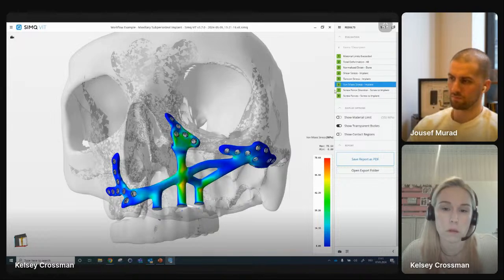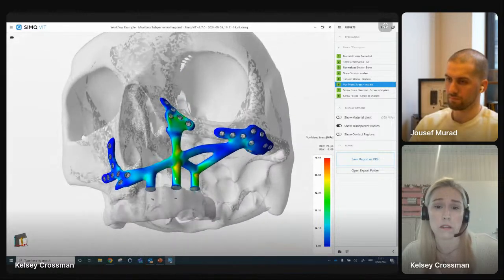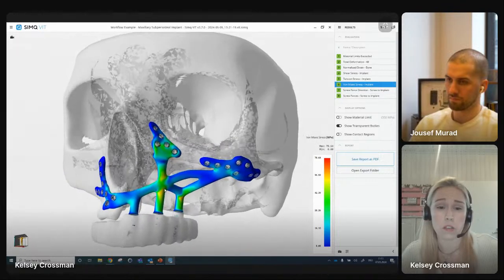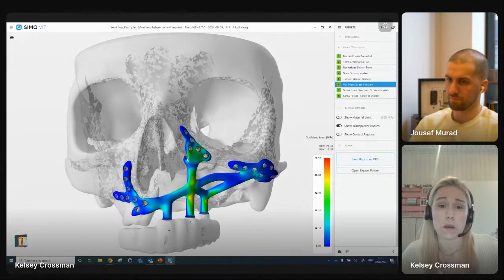And then what I like is the von Mises, or the equivalent stress, and that's all of the stresses combined. You can see here that the implant is taking stress, but there's no red. These parts look good, and this would be a good quality design, because you do intend some deformation where the load case is, but it's dispersed in a good way.